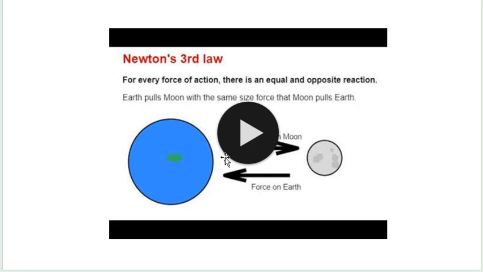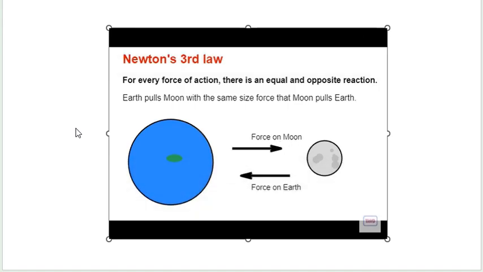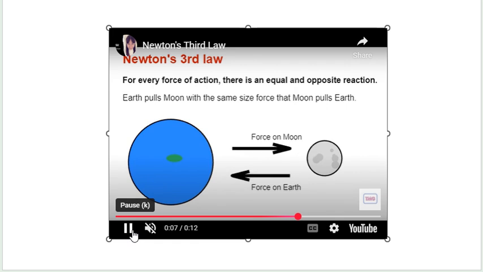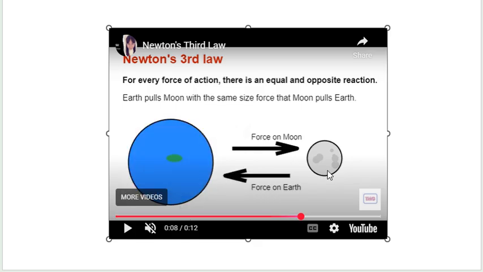Now we see a little bit of the animation right there. And this is just showing you that for every force of action, there is an equal and opposite reaction. Your Newton's third law formal definition: the Earth is going to pull the Moon with the same size force that the Moon is going to pull the Earth. And that's why the Earth is at that position in the solar system, and the Moon is in that position in the solar system.